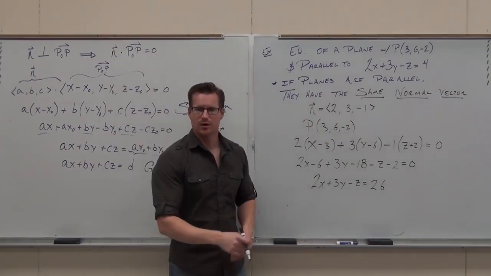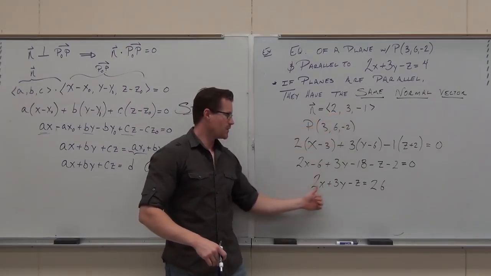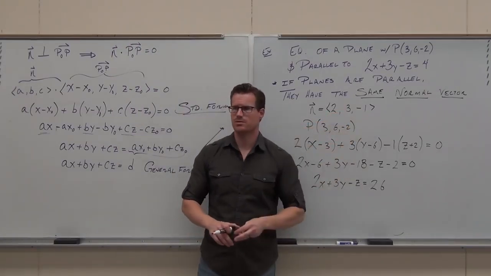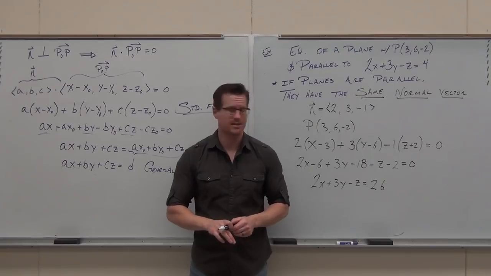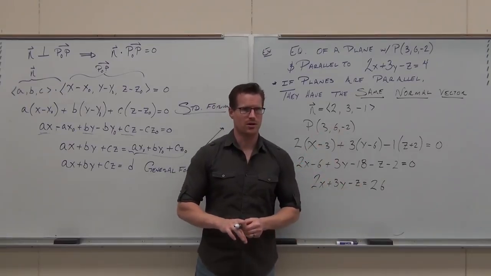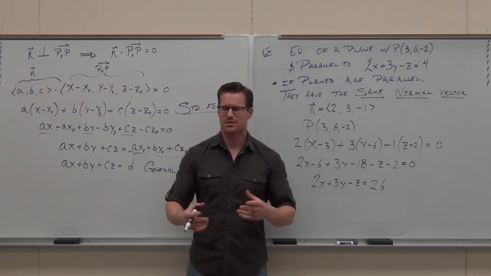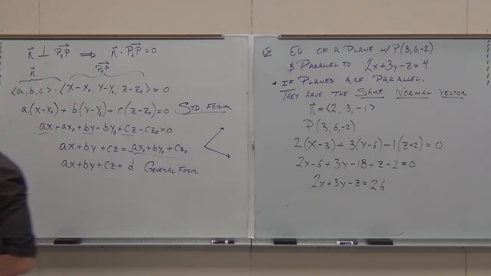Hey, here's a way to check your work. Look here. Look at the vector you use for your normal. If you don't have the same exact numbers, you've done something wrong. That's how to check your work really fast. If you have these numbers in these spots, you've done something majorly wrong. Did it make sense to you? From here on out, it's going to be a lot of practice, but we're going to take a break for a little bit.